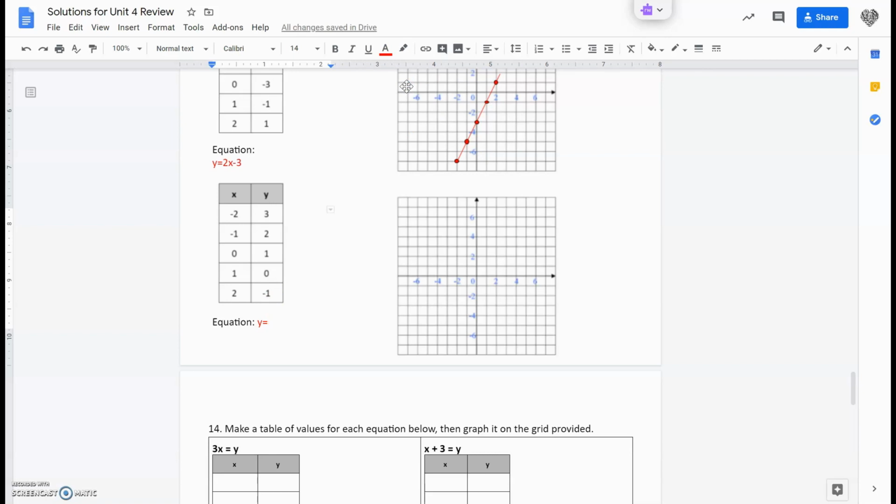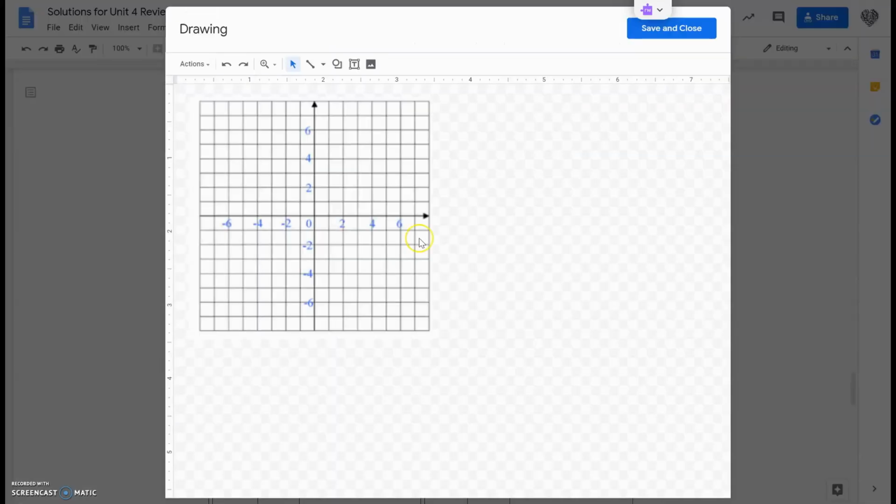We're decreasing by 1 each time. So that means we're going to say -1 times x because we're going down by 1 each time. And that 0 value is there for us. It's a +1, so we can say +1. So y equals -1x plus 1. So let's graph this one.